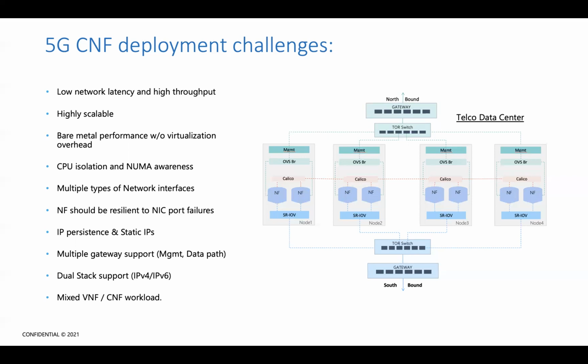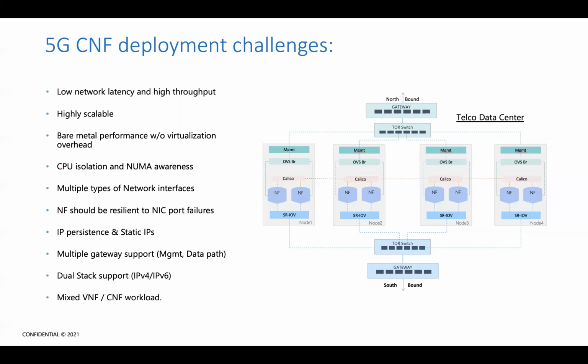And all of these 5G network functions typically require multiple network interfaces, and they should also be redundant to port failure, so there should be NIC bonding. The IP addresses assigned to these network functions should be persistent, and sometimes you need a static IP address for the application so that other network functions or elements in the network can communicate with them. There is also a requirement for multiple gateway support, one for management and one for data path. And there also needs to be dual stack support.